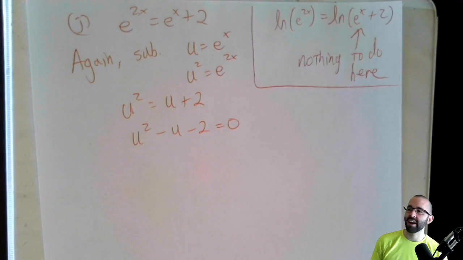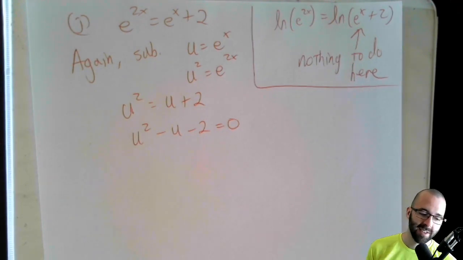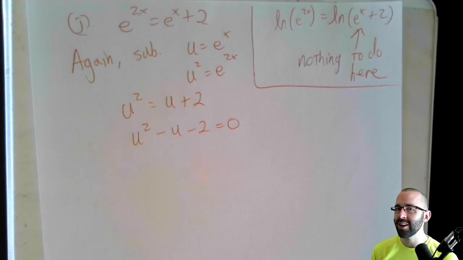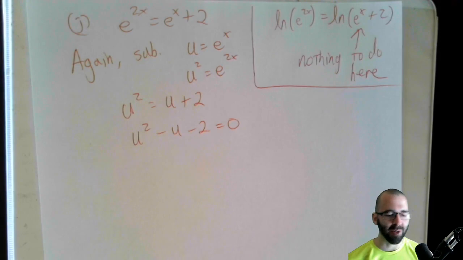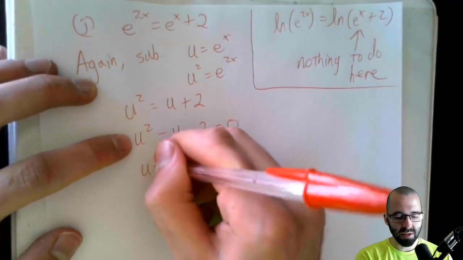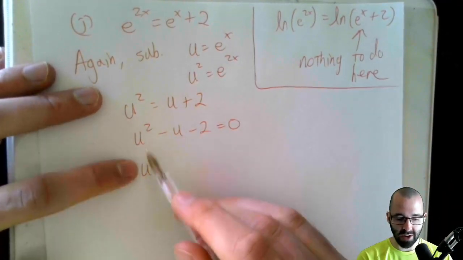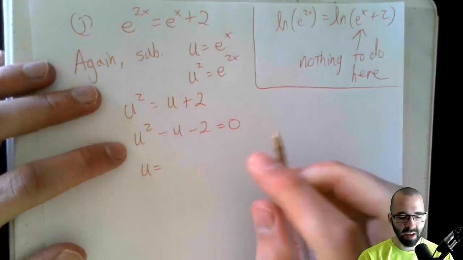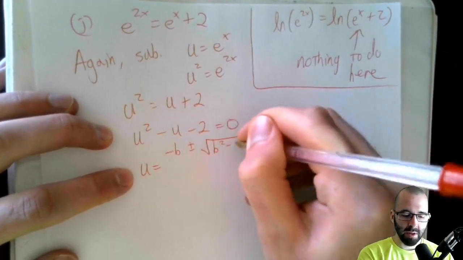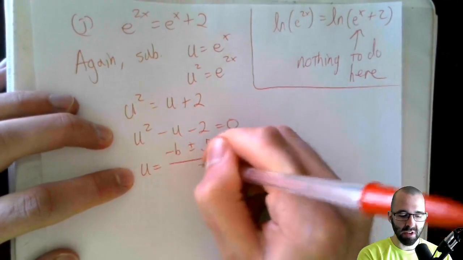Let's say you didn't want to factor. Let's say you couldn't factor. If you couldn't factor, you'd have to use the quadratic formula. I want to show you what that looks like. Everyone loves the quadratic formula. What happens if we use it? Well, we get u equals, and again, u is our variable here, negative b plus or minus square root of b squared minus 4ac all over 2a.